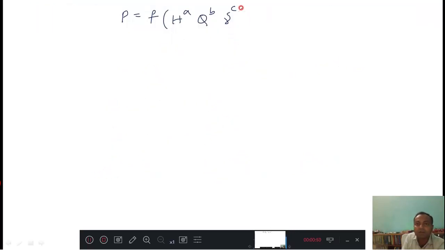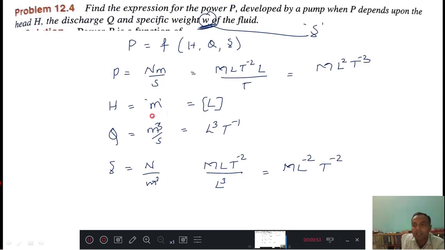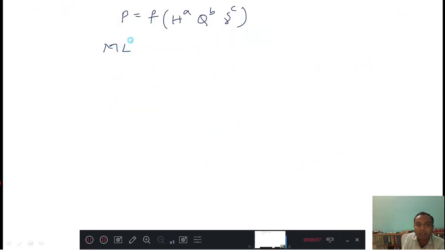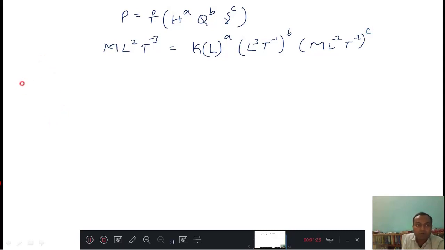Okay, now the power dimensions are M L square t minus 3, equal to, I will replace it with a K, then H is a length to the power a, and Q is L cube t minus 1 to the power b, and gamma I will directly write as M L minus 2 t minus 2 to the power c. Then I will equate the powers. Power of M on the left hand side is 1, and here the power of M is directly M to the power c, therefore c is equal to 1.